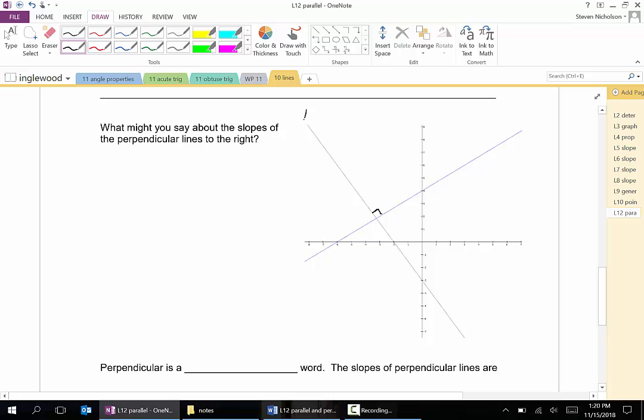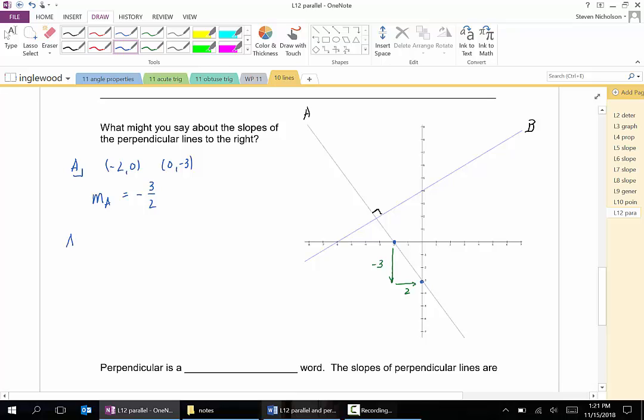So I'm going to call this one line A, so we know what we're talking about, and line B. And in order to find the slope of a line, all you need is two nice points. So I'm going to pick that point there and that point right there. So of line A, my two points are negative 2 comma 0 and 0, negative 3. And the slope would be down 3 and right 2. So the slope of A is going to equal negative 3 over 2.